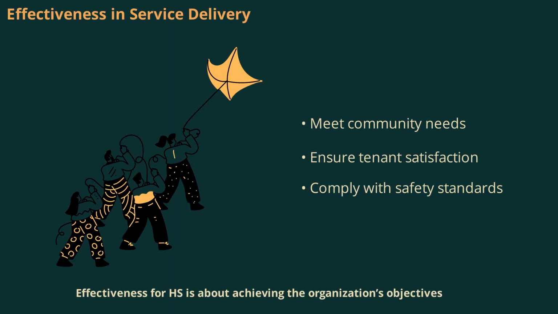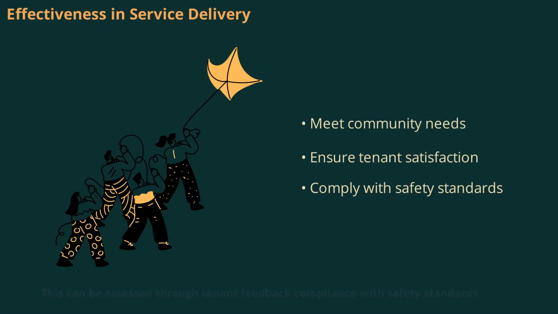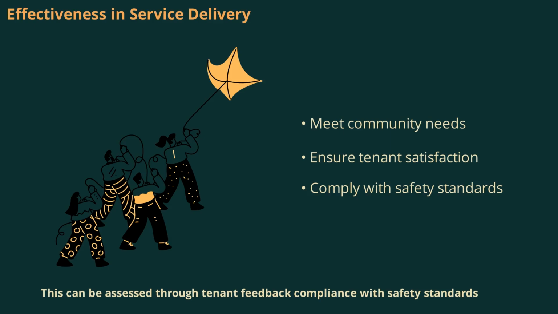input. Effectiveness for HS is about achieving the organization's objectives, such as meeting the housing needs of the community and ensuring tenant satisfaction. This can be assessed through tenant feedback, compliance with safety standards, and the overall impact of services provided. Effectiveness ensures that resources are not just used efficiently, but also in ways that truly benefit the intended recipient.